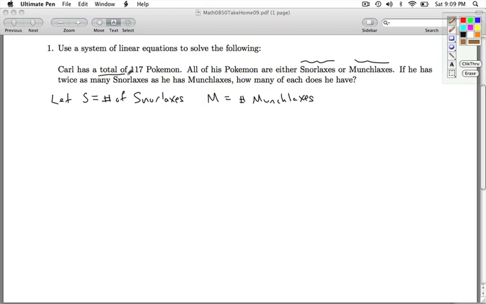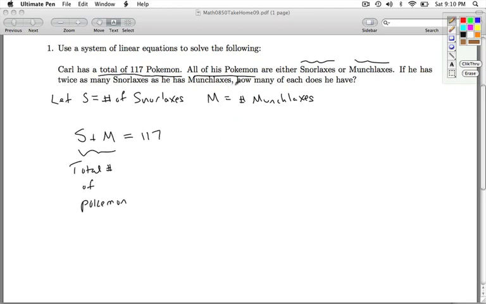It says Carl has a total of 117 Pokemon, and all of his Pokemon are either Snorlaxes or Munchlaxes. So that means that the total number of Pokemon can be written two ways. It can either be written as the number of Snorlaxes plus the number of Munchlaxes, or it can be written as 117. So this equation is the total number of Pokemon, which we know is 117. So that's one equation.